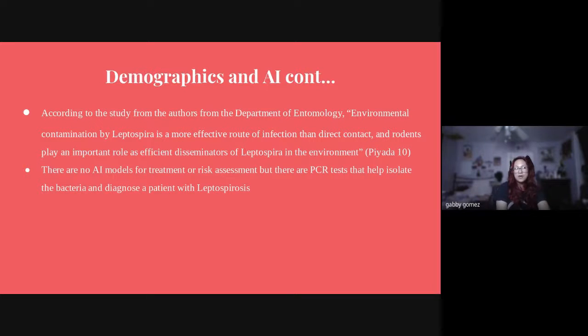There are no AI models that I was able to research for treatment or risk assessments, but there are PCR tests that help us isolate the bacteria and can help diagnose a patient with leptospirosis. I also did find some research of vaccines that are trying to be initiated and put out into the world, but hopefully they find something.